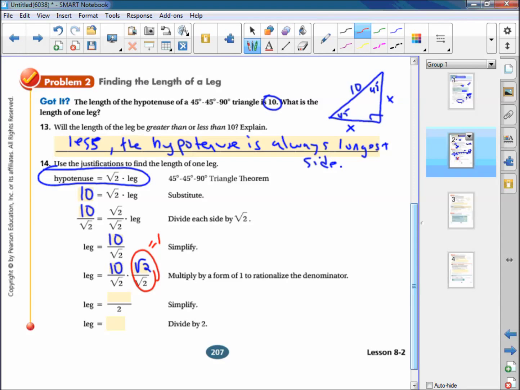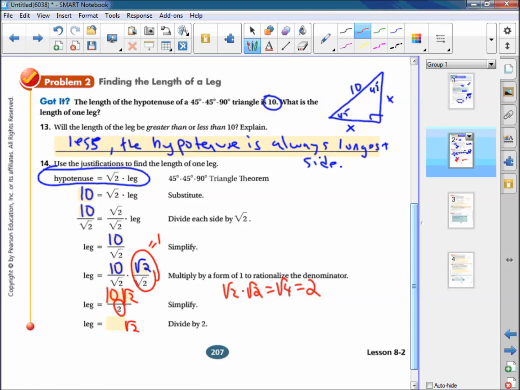But this will allow us to get our square root off the bottom and move it up to the top. The square root of 2 times the square root of 2 is just the square root of 4, in the denominator. And the square root of 4 is 2. So notice we no longer have a square root on the bottom. Now we have 2. And on the top, we still have 10 outside the square root, and we have square root of 2 on the inside. The square root of 2 we can't do anything with, so we leave that as square root of 2.